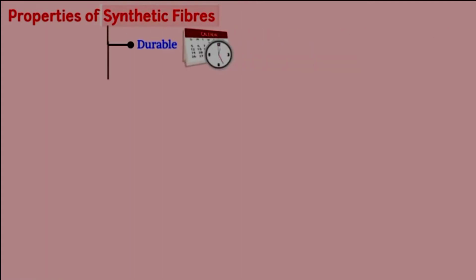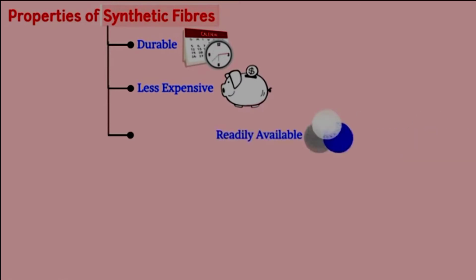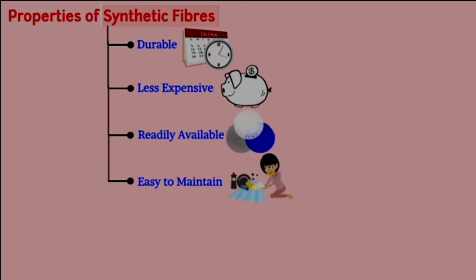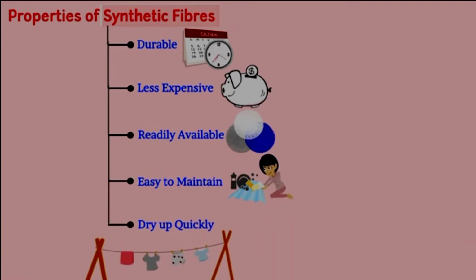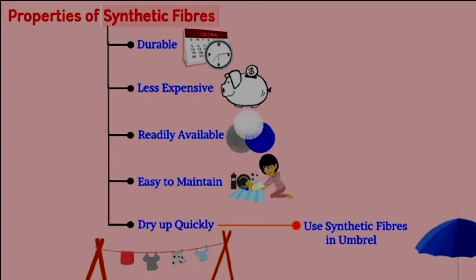So what are the properties of synthetic fibers? Basically, synthetic fibers are durable, less expensive, readily available, and easy to maintain. These fibers have the ability to dry up quickly. This is the reason why we use synthetic fibers in umbrellas. Let's perform an activity to understand this.